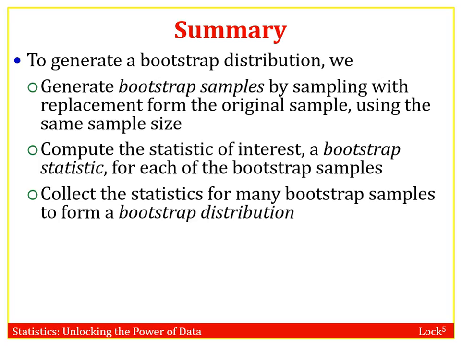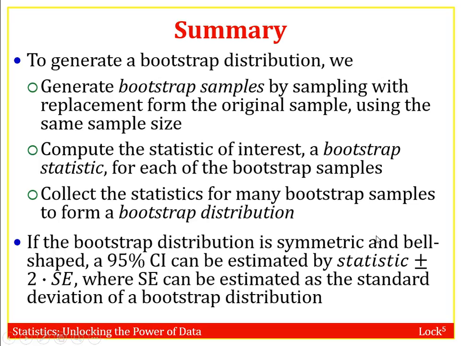So here's just a quick overview of what we were just dealing with. And remember, to do a 95% confidence interval, it's your statistic plus or minus 2 times your standard error, which we get from our bootstrap distribution, and it's the standard deviation of that.